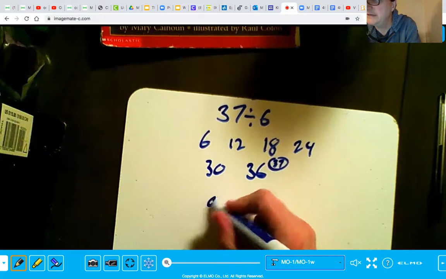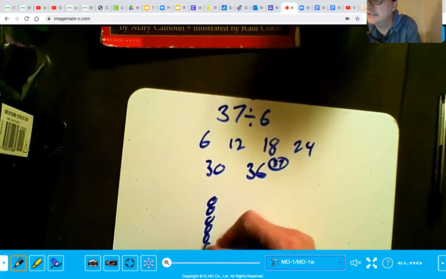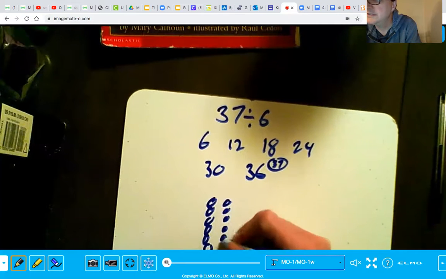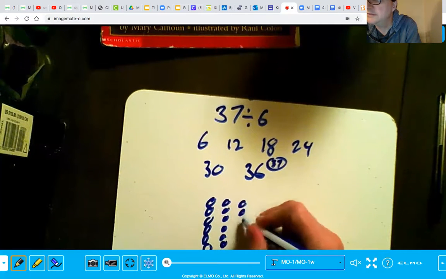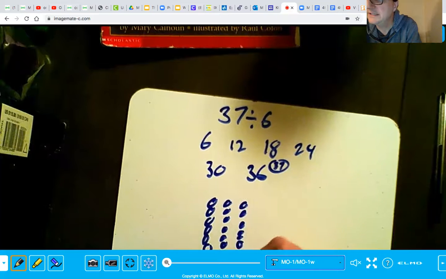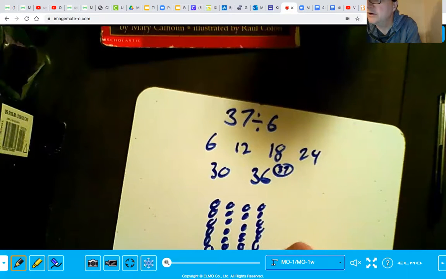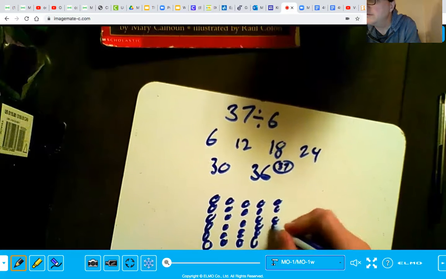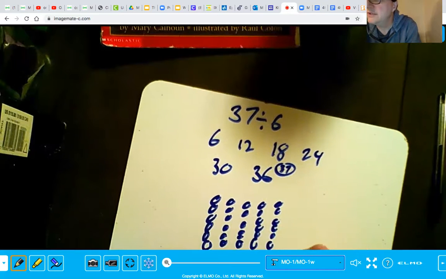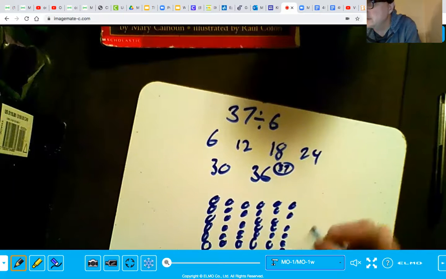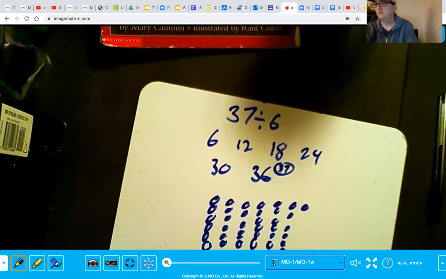Let's make an array. 1, 2, 3, 4, 5, 6. That's 12. 1, 2, 3, 4, 5, 6. That's 18. 1, 2, 3, 4, 5, 6. That's 24. 1, 2, 3, 4, 5, 6. That's 30. 1, 2, 3, 4, 5, 6 is 36. And then we just got to go one more to get to 37.